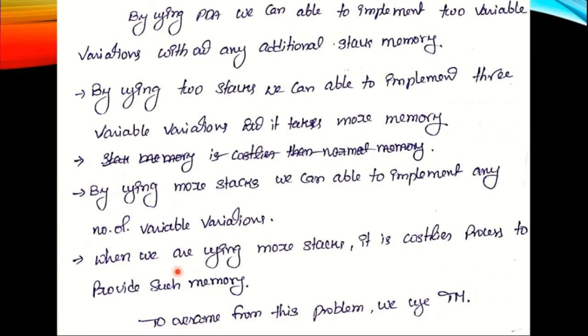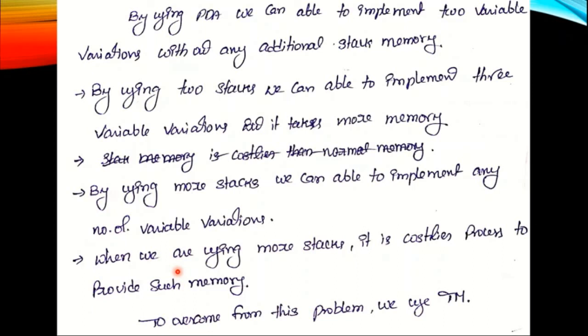One more concept is what are the drawbacks of a two stack PDA or a PDA with more stacks. Whenever we use a larger number of stacks, we are able to implement more variable variations. For example, if we use 3 stacks, then we can implement A power n, B power n, C power n, D power n. In case of 4 stacks, then A power n, B power n, C power n, D power n, E power n can also be implemented with the help of a PDA.